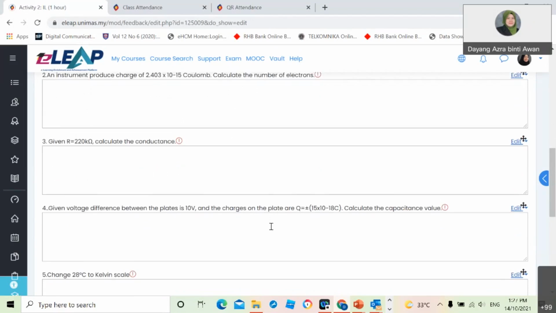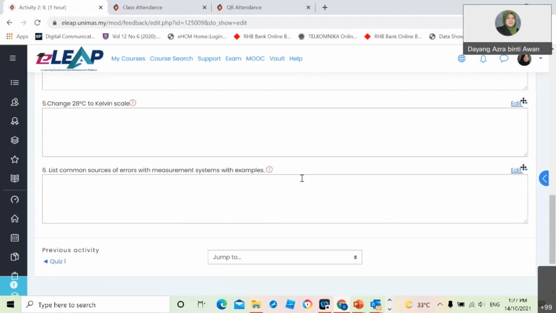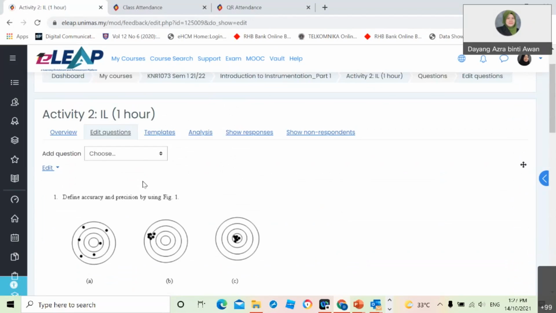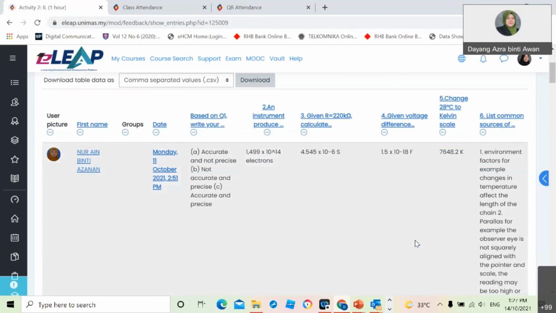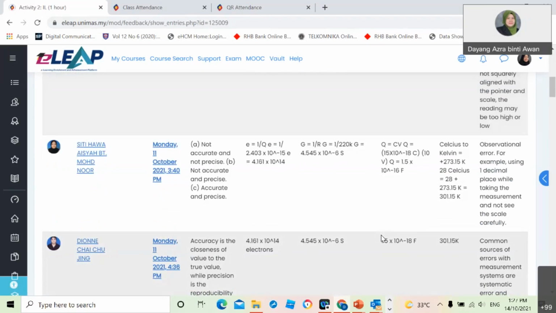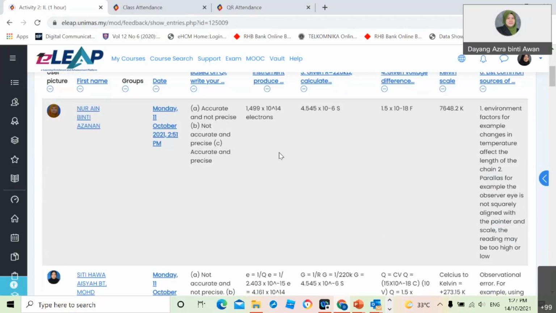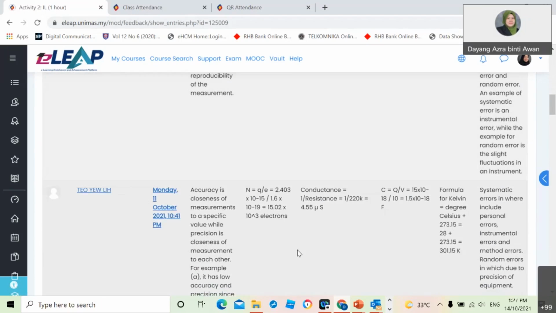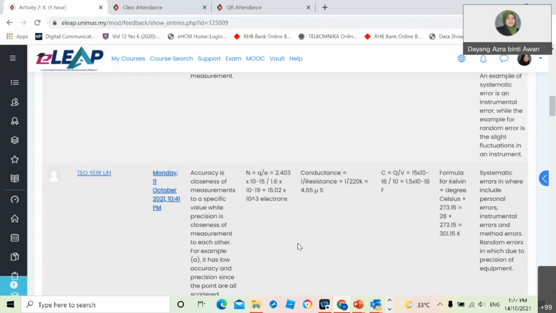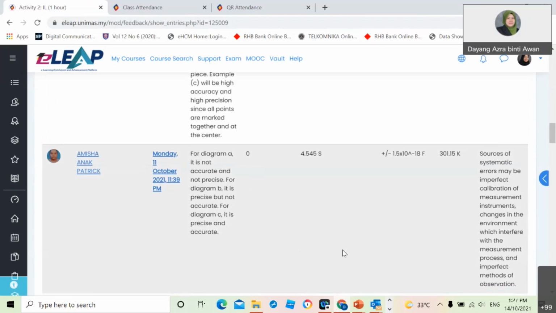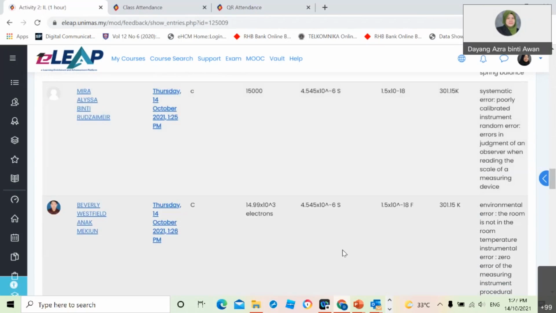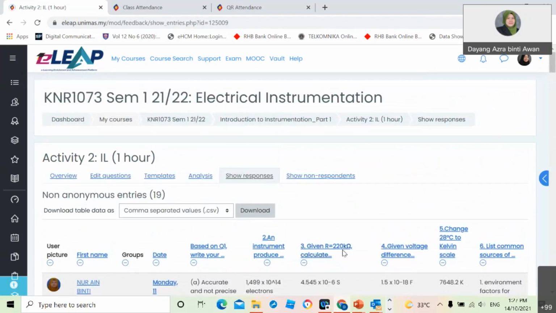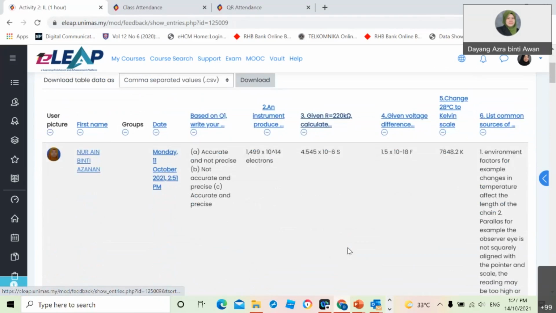Then you have your calculation. These are the common sources I gave earlier. The calculation is based on your formula, which is already in your notes. This is your answer, as long as you have the correct formula. So why did Nura Aini get 1.499? Please check again. Normally this one is 5.02. Why is it 15.02? Why is it 0? Please check your formula again.